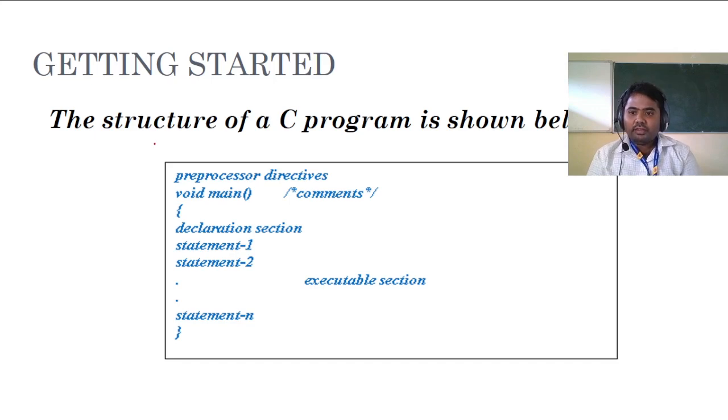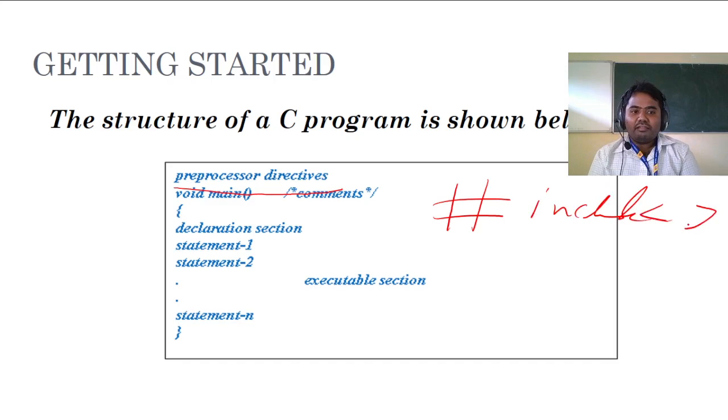The first one is preprocessor directives. A preprocessor directive is an instruction to the compiler itself, and preprocessor directives start with the # symbol. There are many types of preprocessor directives. One of them is #include, which is used to include the header file. So preprocessor directives are just instructions to the compiler.